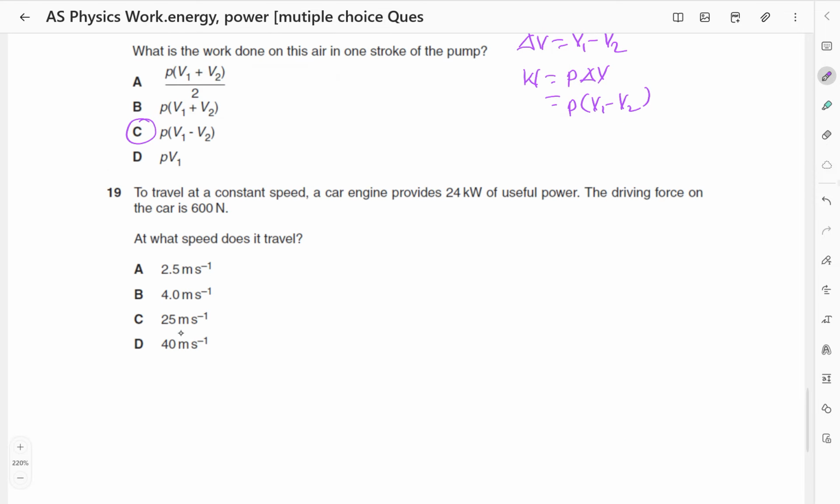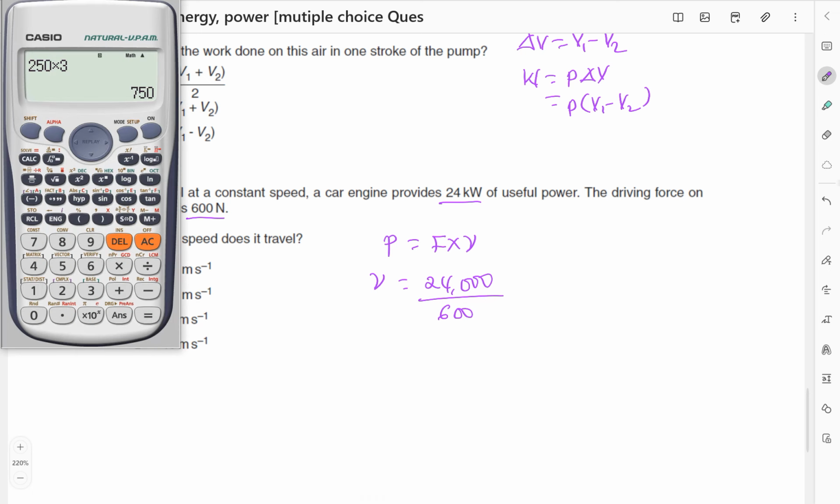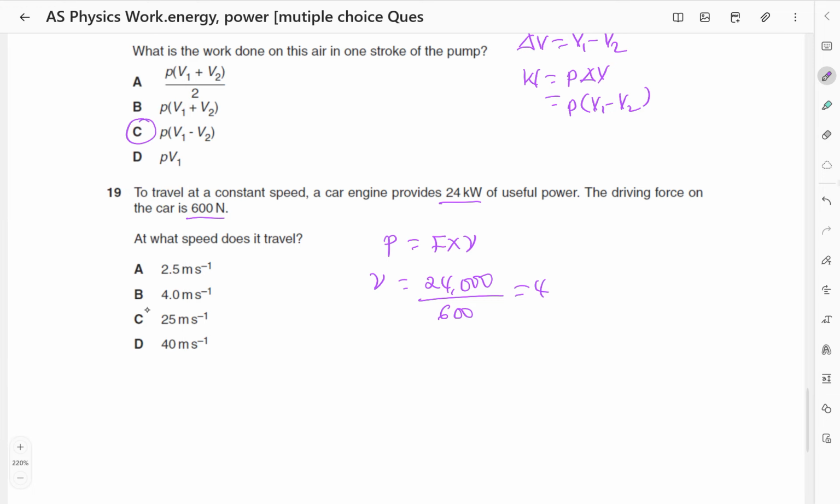To travel at a constant speed, a car engine provides 24 kilowatts of useful power. The driving force on the car is 600 newtons. At what speed does it travel? We know that power can also be force times velocity. We want the speed, which is the power, 24,000, divided by the force, 600. So 24,000 divided by 600 is 40. So the answer is 40 meters per second.